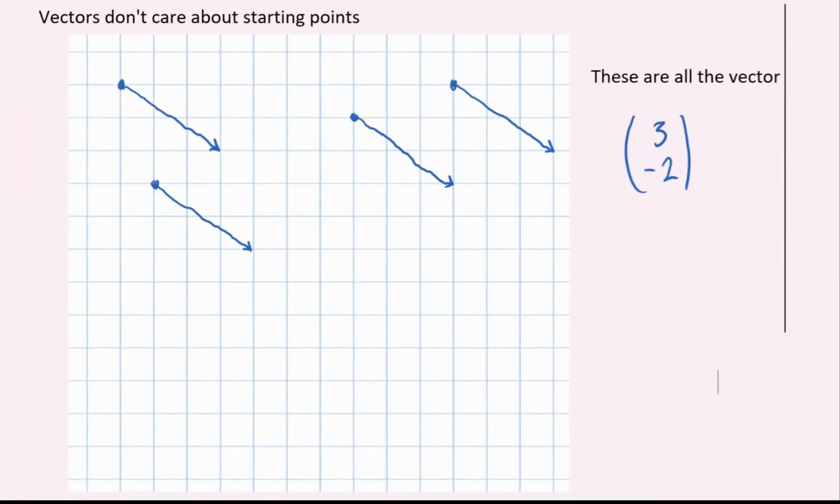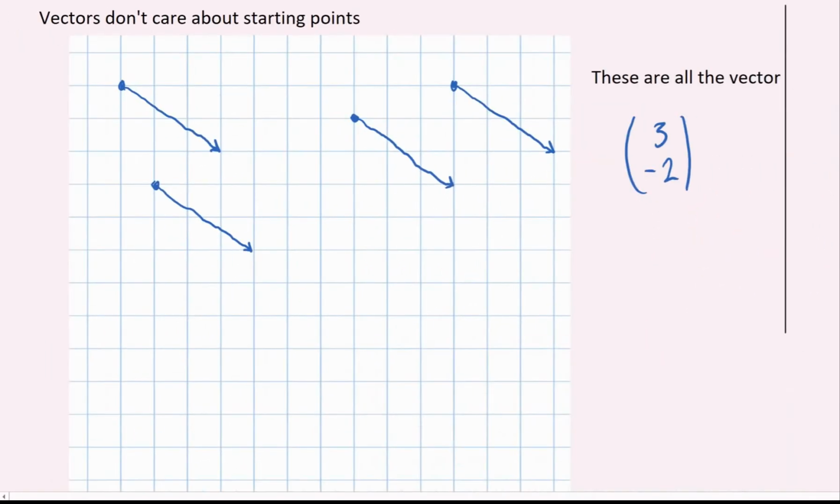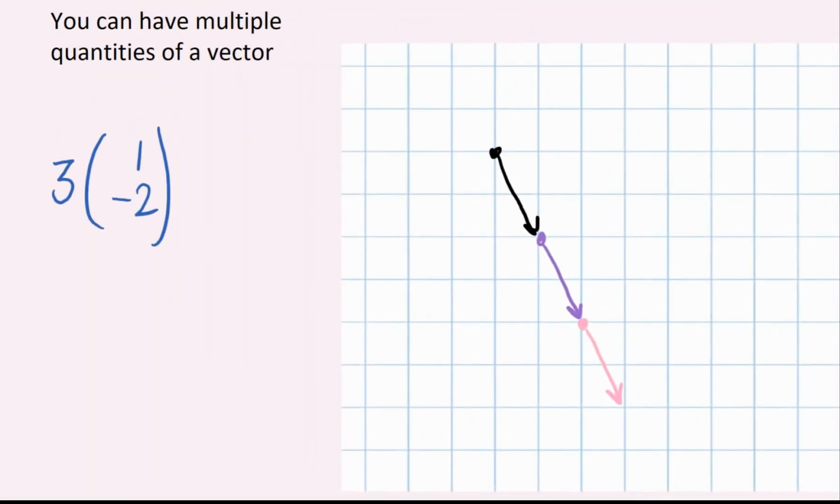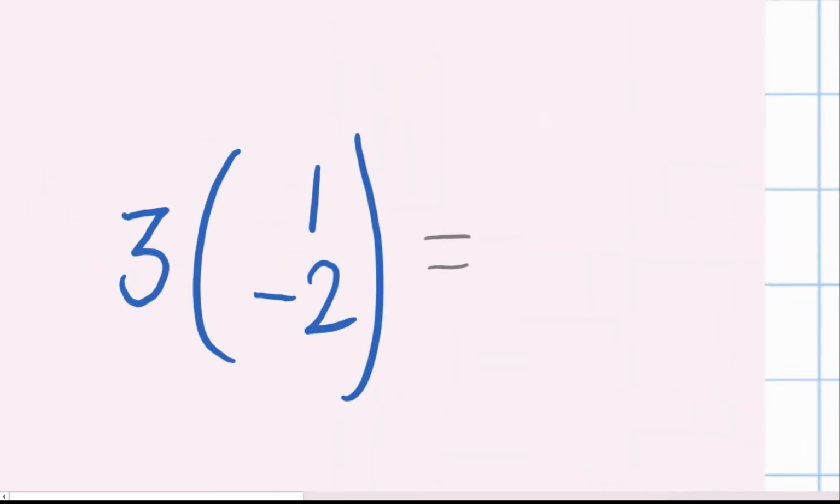Okay, so I've mentioned vectors don't care about starting points. All these 4 vectors are the same vector, 3, minus 2. So you'll represent to go 3 squares across and then go 2 squares down. We can also have multiple quantities of a vector. If I have 3 lots of the vector 1, minus 2, that means go 1 square across and 2 squares down 3 times. And this overall effect will be to go 3 squares across and 6 squares down. So if you have 3 lots of a vector, you just times each of those numbers by 3, pretty much the same way you would if you expand in brackets. So that's going to be 3, minus 6.